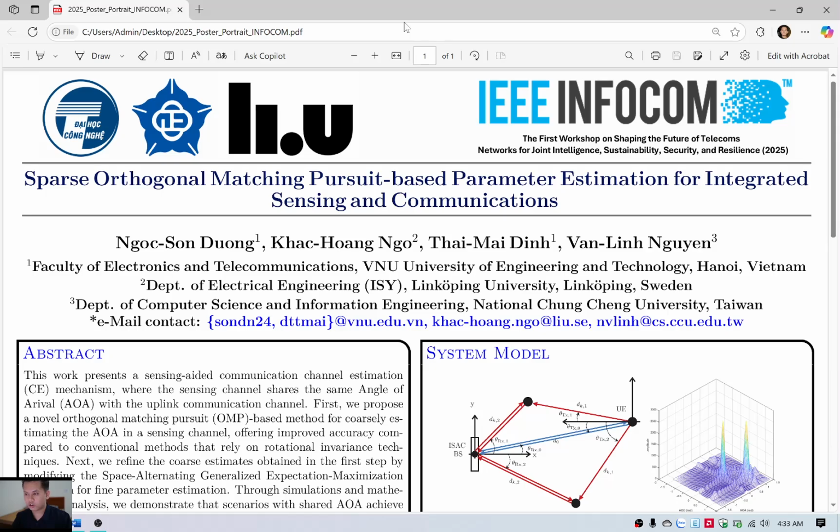However, accurate parameter estimation such as Angle of Arrival remains a significant difficulty due to issues like channel sparsity, noise, and high pilot overhead. The core idea of our work is to leverage the shared AOA between sensing and communication channels to improve estimation accuracy.